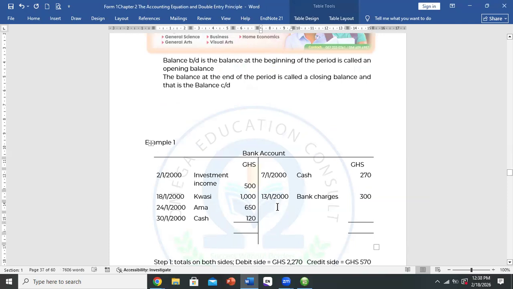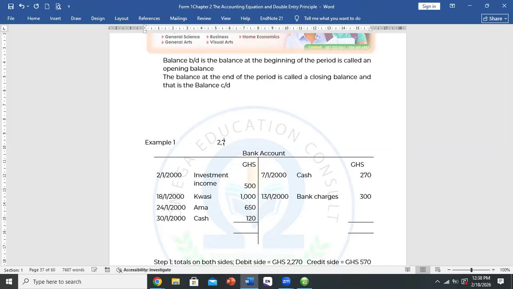So ordinarily, this is how your account will look if you are coming to balance it. What is the first step? Get the totals on each side. So here we take our calculator: 500 plus 1,000 plus 650 plus 120, and I think the figure would be 2,700. So you write it somewhere. Then you come to the credit side, 250 plus 300, that is 570. That's the first step, get the total.